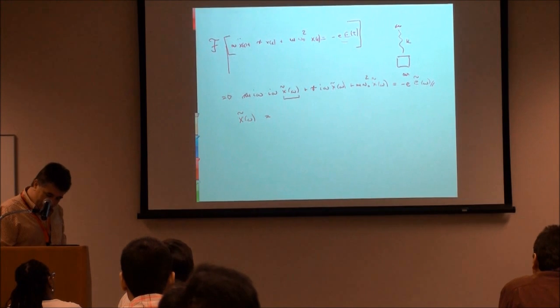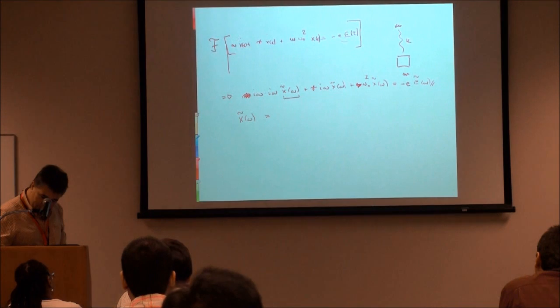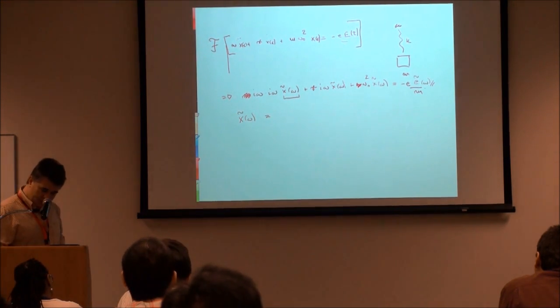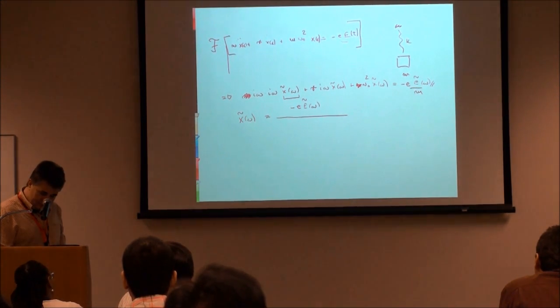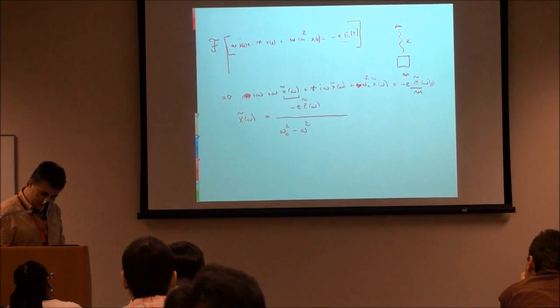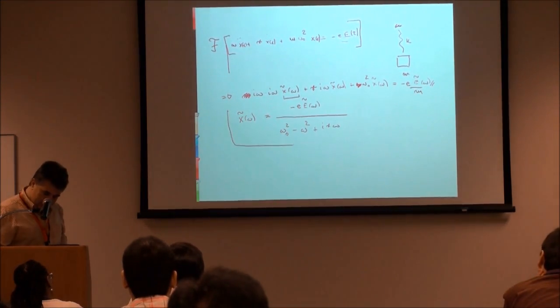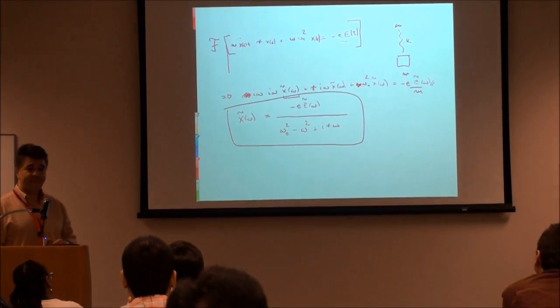How about to get rid of these m's? There must have been an m here, so we put this here. So it will be minus e times E of omega over, I start with this because this is negative, and I like to start with positive, omega naught squared minus omega squared plus i gamma omega. End of story.